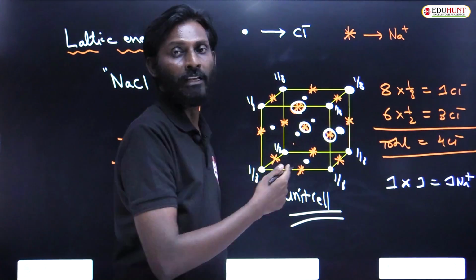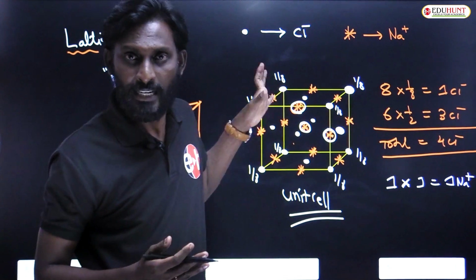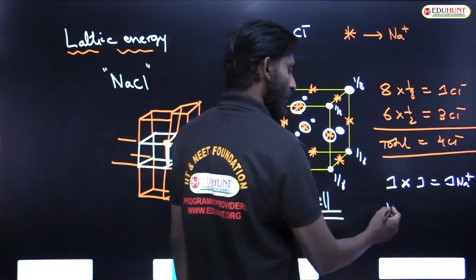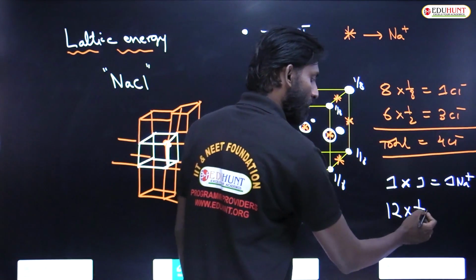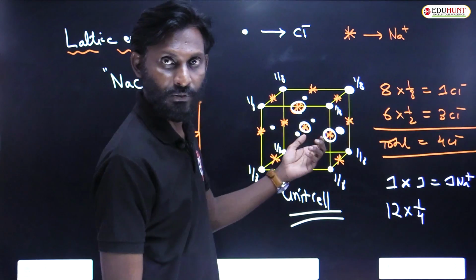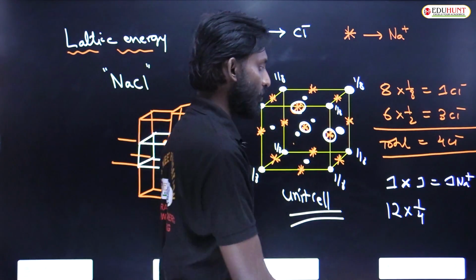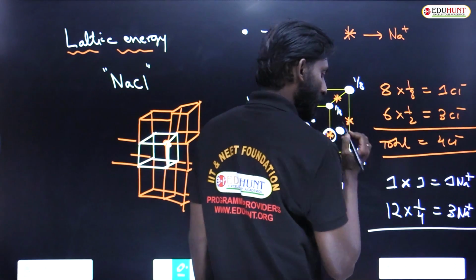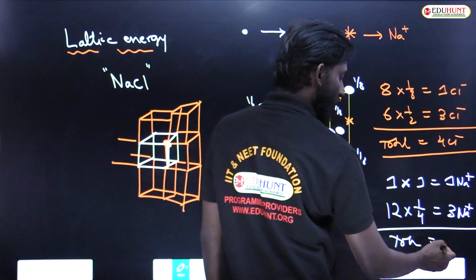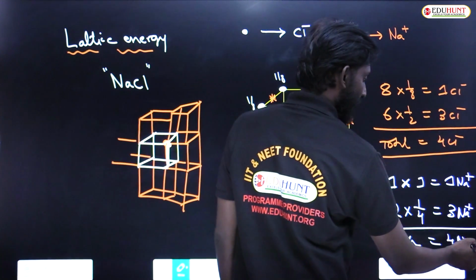So how many edge centers are there? 12 edges, right? So there are 12 edge centers. From every edge center, only 1/4 of Na+ is coming to this unit cell. So 12 into 1/4, there are 3 Na+. So a total of 4 Na+.